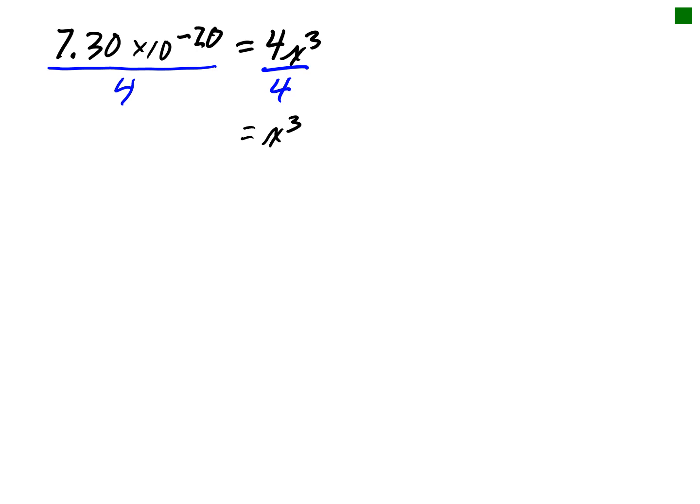And the left-hand side is going to be 7.30 times 10 to the negative 20 divided by 4, which when you work that out on your calculator, so take a moment, put this number into your calculator, 7.3 times 10 to the negative 20, make sure you're using that EXP button, you should get 1.825 times 10 to the negative 20. Okay, so now we've got x cubed equals that really, really tiny number. And so now I'm going to take the cubed root.